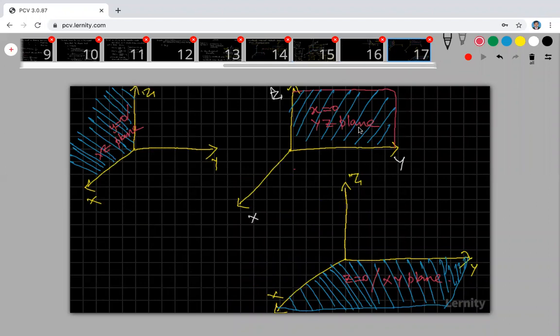Take this. This is x equal to 0, the yz plane. Y equal to 0 means the xz plane. And this is z equal to 0, which means the xy plane.